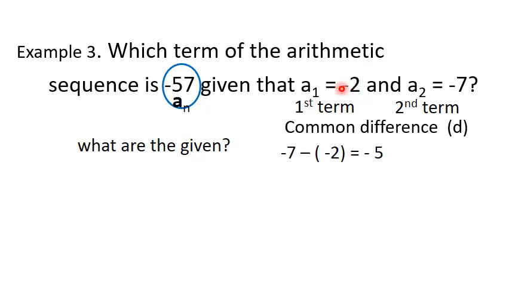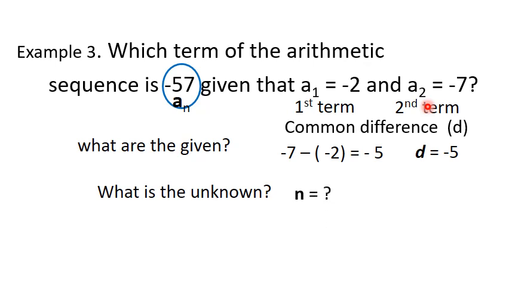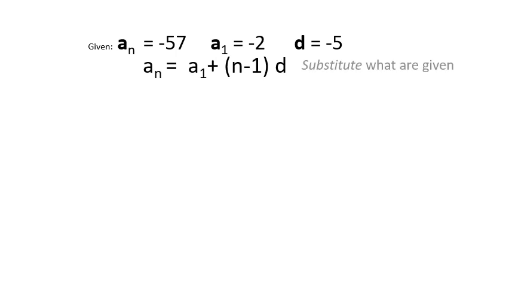So kunin natin ang difference. We have -7 minus -2, and will give you -5, which is the value of d. D is equal to -5. What is the unknown in the problem? Anong hinahanap? So, it is the value of n. Kasi wala tayong n value. Again, substitute. What are the given? Yung a sub n naging -57, a sub 1 -2, then the value of d is -5.